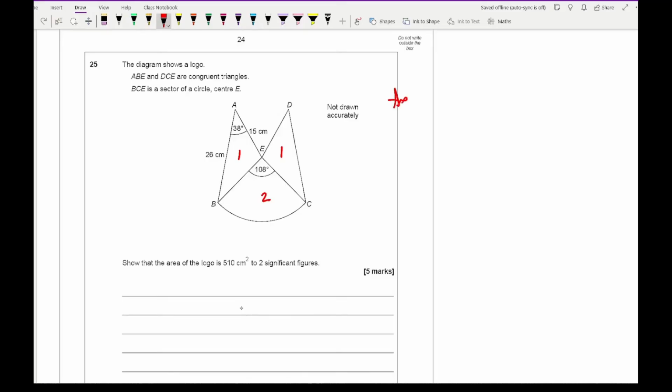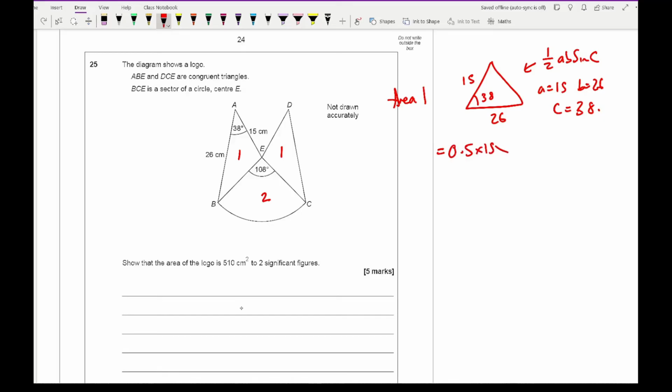So the area of 1, and if I draw that triangle out, here I've got 38, 15, 26. Because I don't know the height, I need to use half ab sine C. So a equals 15, b equals 26, and C equals 38. Substituting that in, I'm going to get 0.5 times 15 times 26 times sine 38. I type that into my calculator.